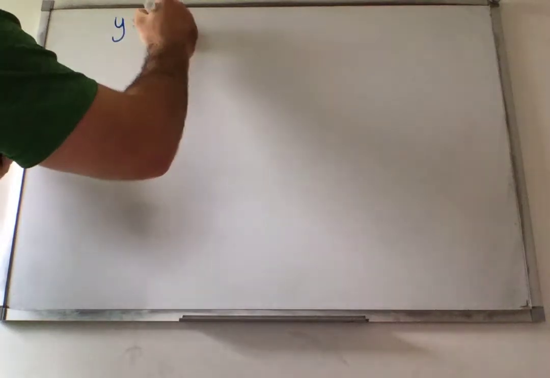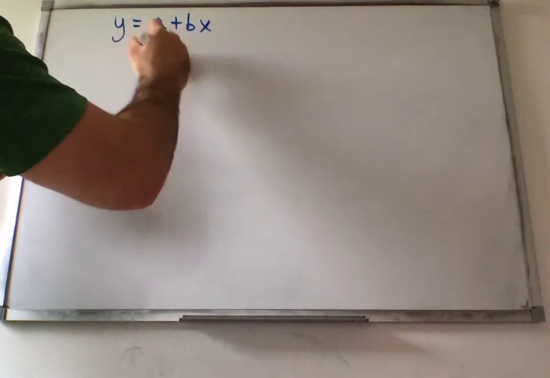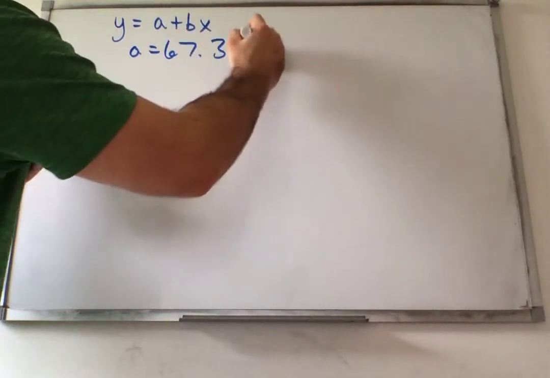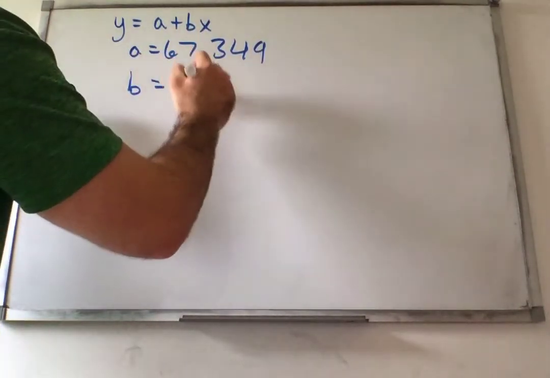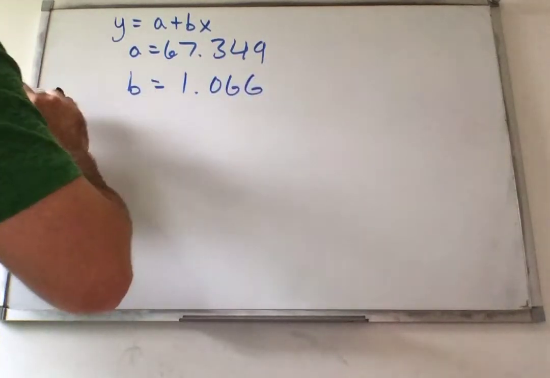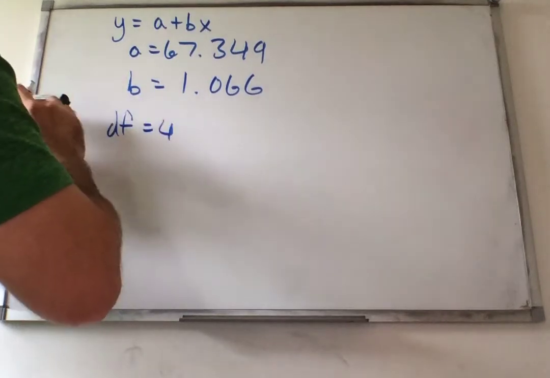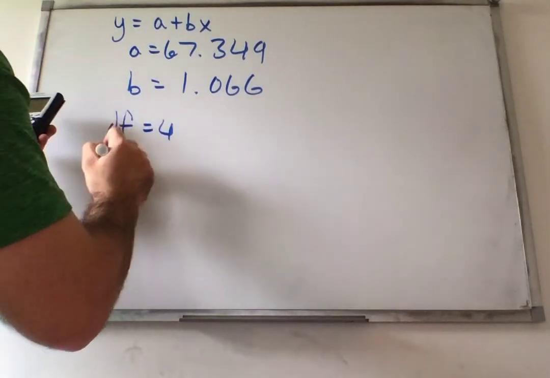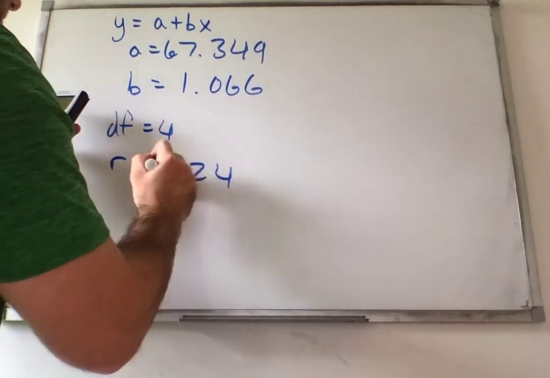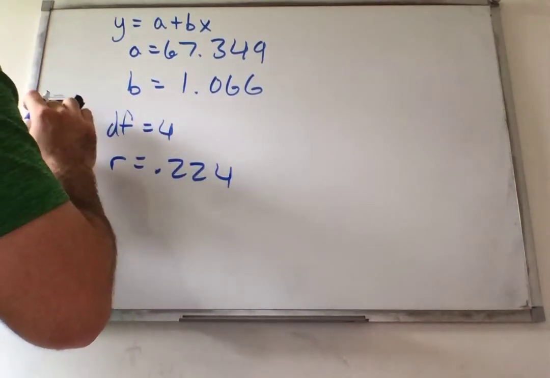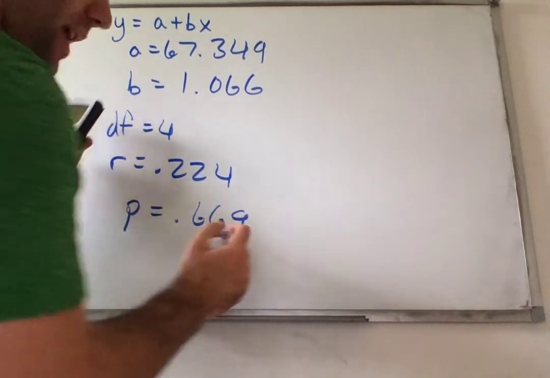Y is equal to A plus BX. We get A is equal to 67.349. We get B is equal to 1.066. Let's see, our degrees of freedom is equal to 4. R is 0.224. Let's put one more value up here, P value, 0.669.